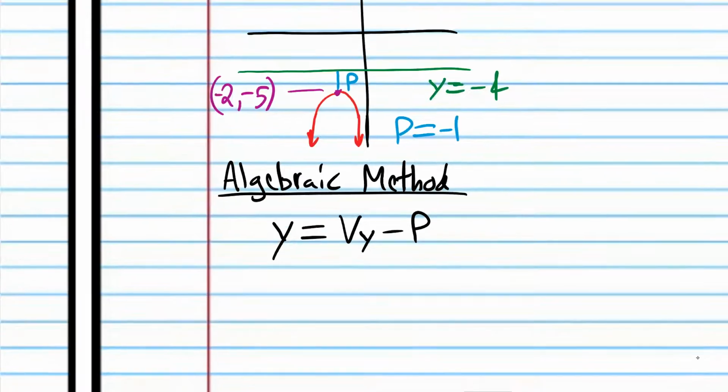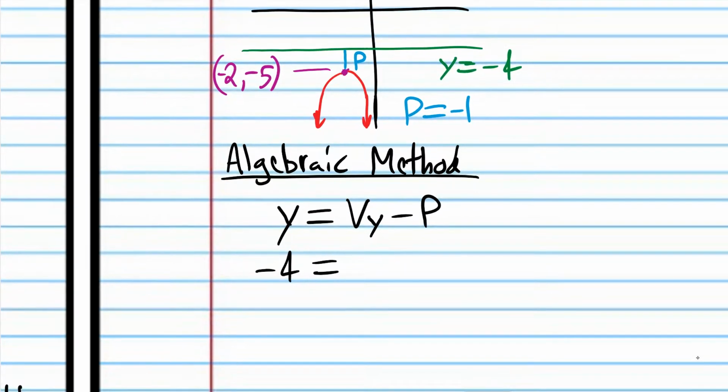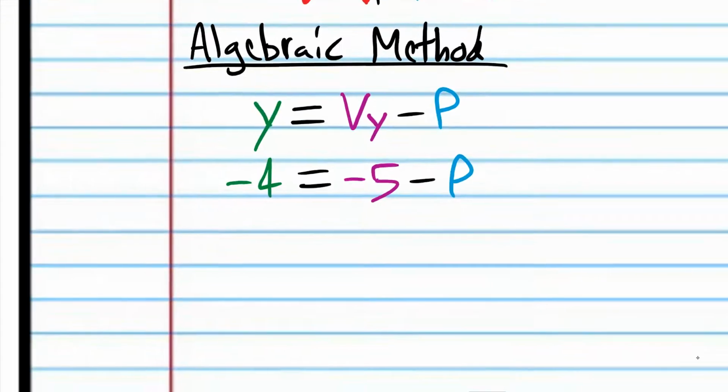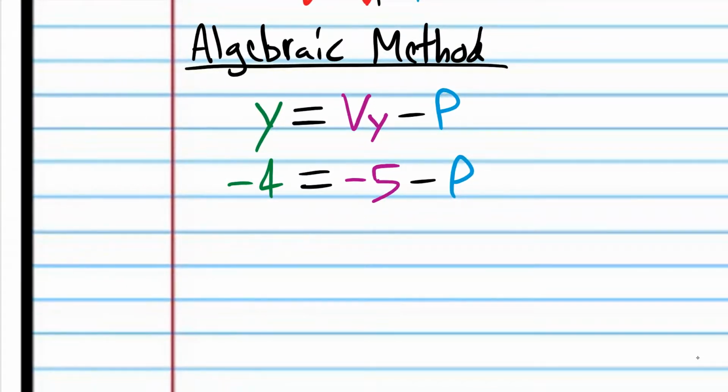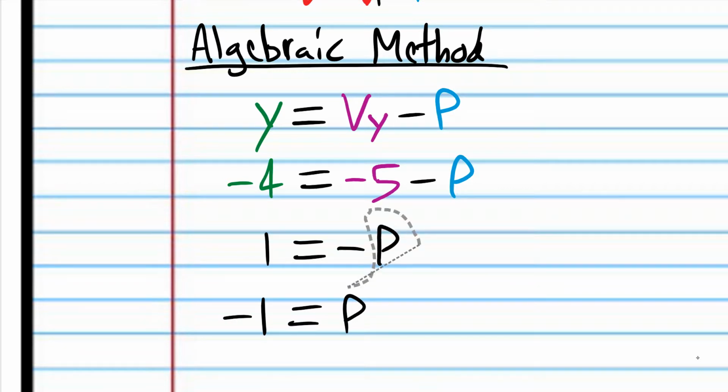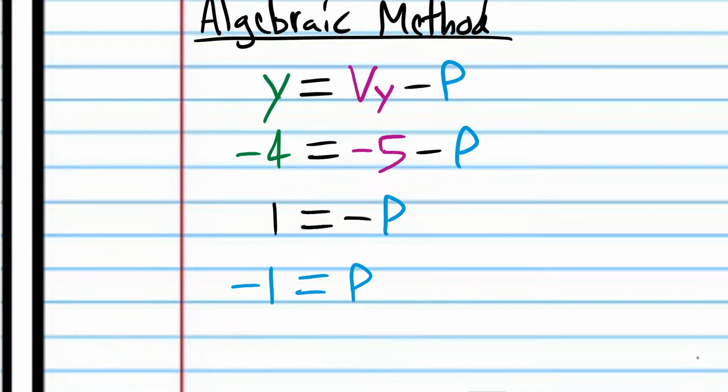And then we just plug in -4 for y, because y is always -4 for every point on the directrix, and the y value of the vertex is -5. And I'm going to color all that stuff. And then we just solve the equation, add 5 to both sides, and we get -p is equal to 1, divide both sides by -1, and we see that p is equal to -1. So those are the two methods you can use to find p.